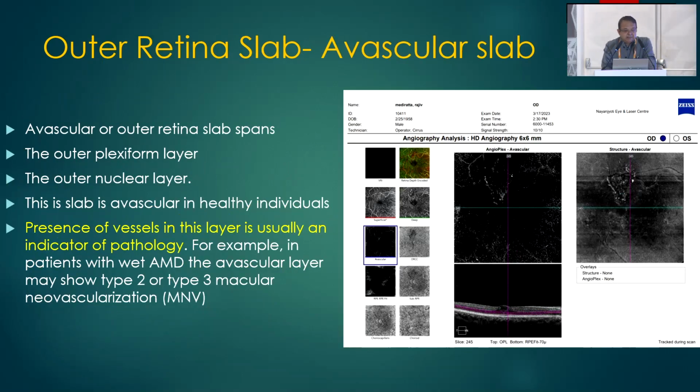Outer retinal slab extends from the outer plexiform layer to the outer nuclear layer. This slab is avascular, so any vasculature in this layer denotes a pathology like MNV.